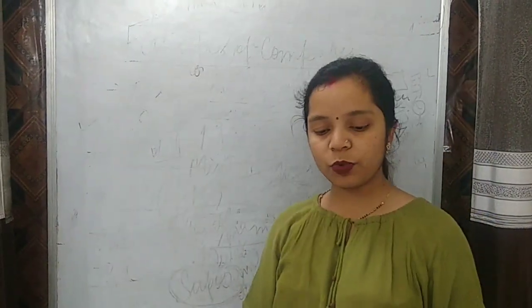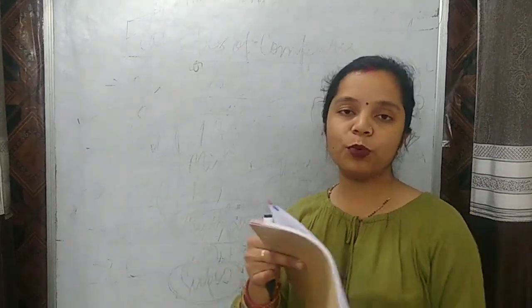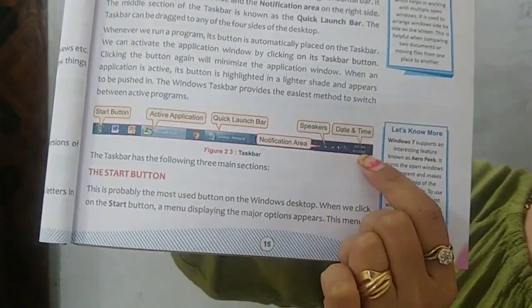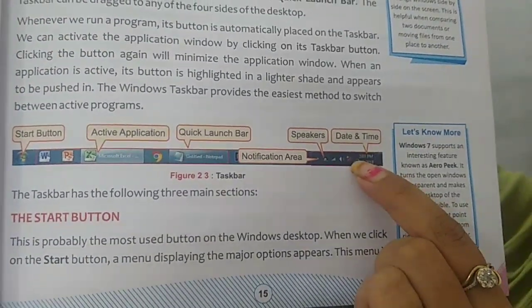So all have understood what is taskbar. It's in your book also. You can look in the book also. This is your taskbar. This is your start button. And this is your notification area. Here you can see date and time is given.